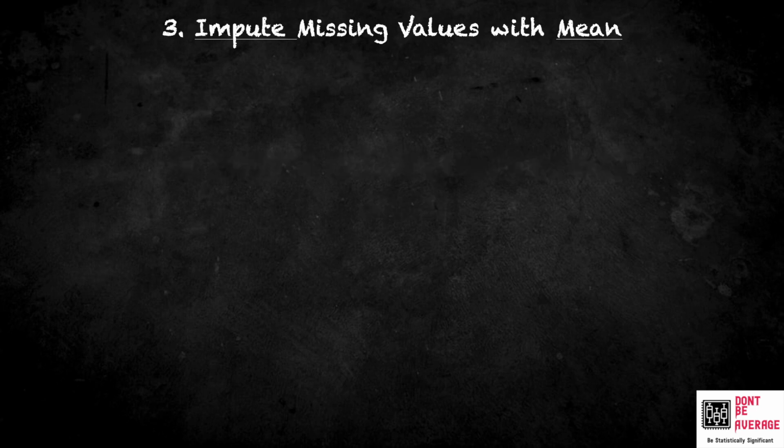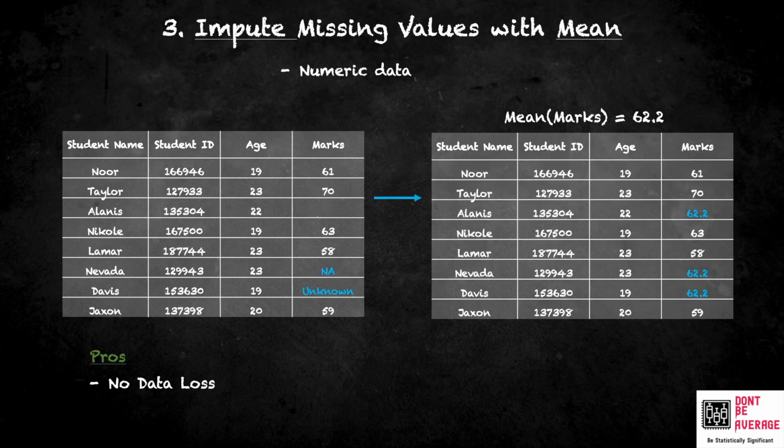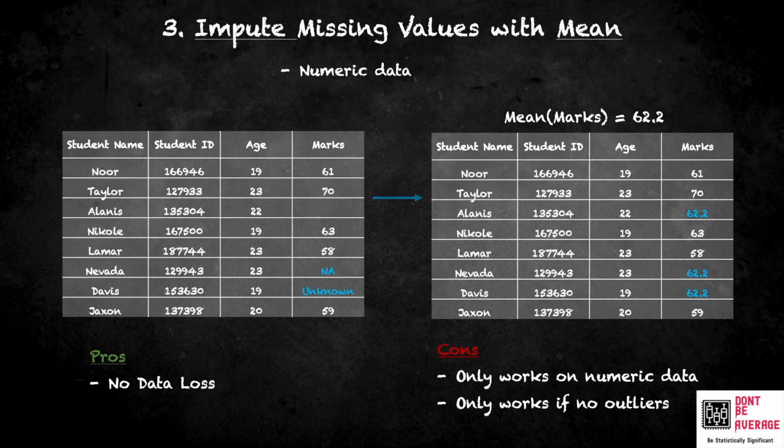If you have missing values in a numeric column and you cannot afford to lose data by removing the entire row or column, then you can impute the missing value with the mean value of the whole column. Like here, we have missing value for 3 of the students, and we can replace it with the mean of the marks across the data set. Now, the pros of this method is there's no data loss. We are keeping all the rows and all the columns that were there in the original data set. But the cons are it only works on numeric data, and it doesn't work if there are outliers in the data.